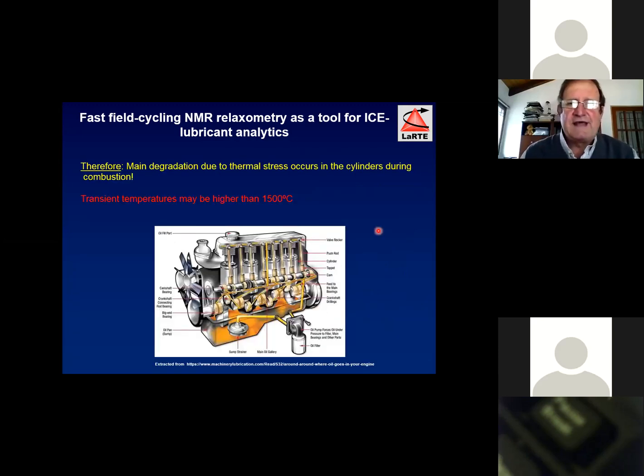So we may say that the degradation of the oil, it may be obvious, but okay, we can see it through relaxometry. It occurs once the oil comes into the cylinder, during the combustion, where the temperatures can rise to even higher than 1,500 Celsius. So the transient temperatures are very high. The oil is in contact with or subjected to this temperature for a short time, but every cycle of the engine, a part of the oil is going there and degrading and so on.